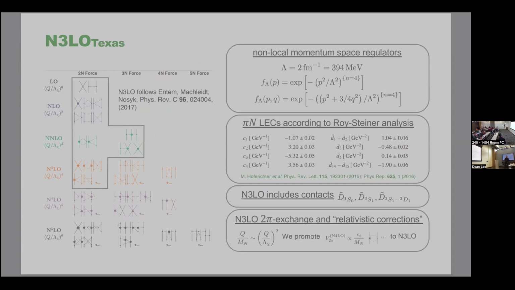So some details regarding cutoffs and the regulators that we use in the interaction. We use non-local regulators with a particular cutoff here of 300 MeV, 94 MeV.